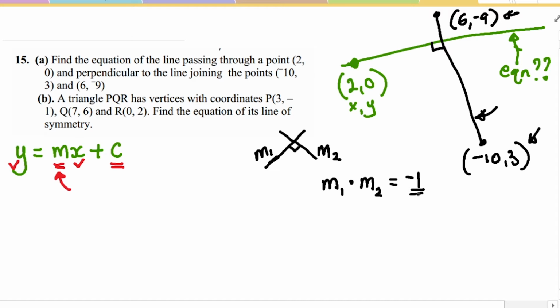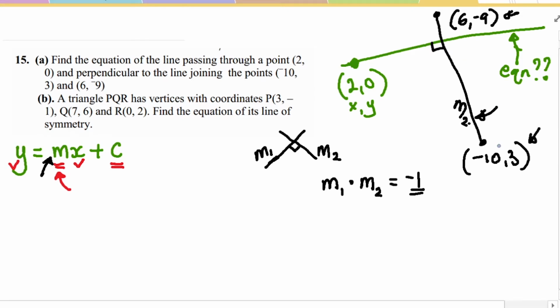So it means that if we can get the gradient of line m2 right here, then it can help us to get the gradient of line 1, which so happens to be the value of m we are looking for here. And then we are able to figure out the equation of that line. So that is the background concept you should know: when two lines are meeting at 90 degrees, their gradients multiplied are supposed to be equal to -1.